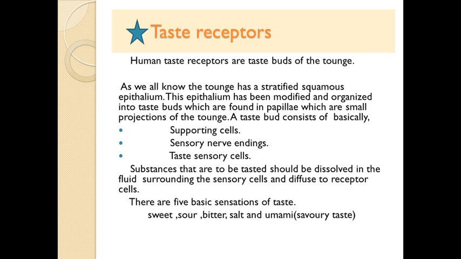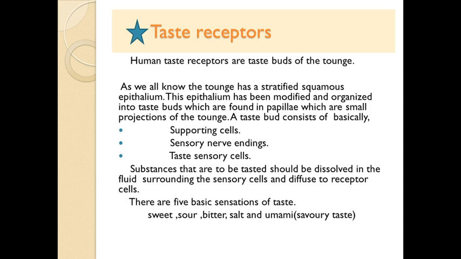Then first type of chemoreceptors is taste receptors. Taste receptors, human taste receptors, are taste buds of the tongue. So when we consider the tongue, we know that it has a lining of stratified squamous epithelium, and this epithelium has been modified and organized into taste buds at some places of the tongue, and they are found in papillae, which are small projections of the tongue. So in the tongue there are small projections called papillae, and in papillae we can find modified and organized stratified squamous epithelial cells in structures called taste buds.